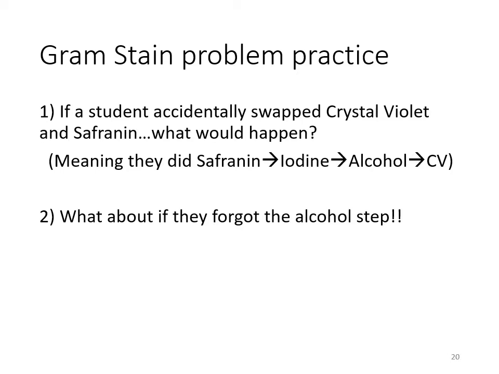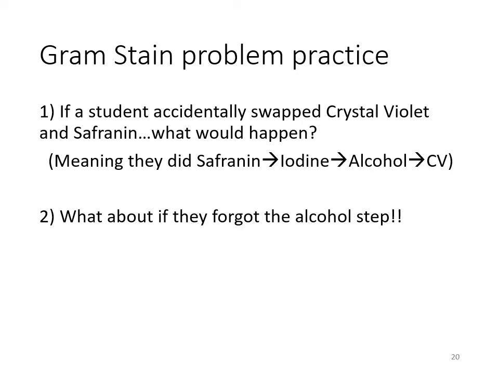Iodine would then help trap that color in the cells. Alcohol would then do what? Dissolve the lipids of the Gram negatives. So now the Gram negatives will lose the pink color, and what would enter them? The crystal violet. So in this scenario, now the Gram negatives would be purple, and the Gram positives would remain pink.